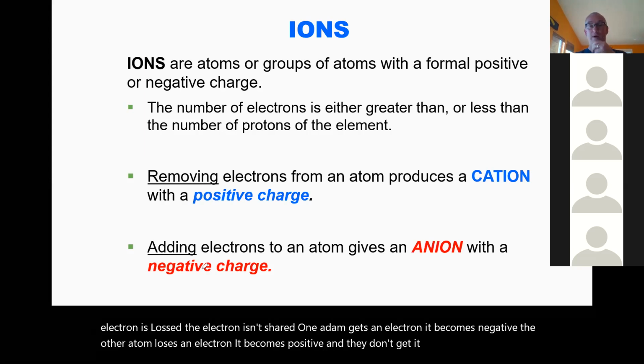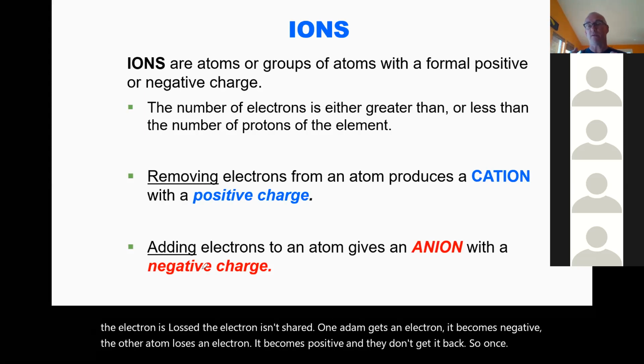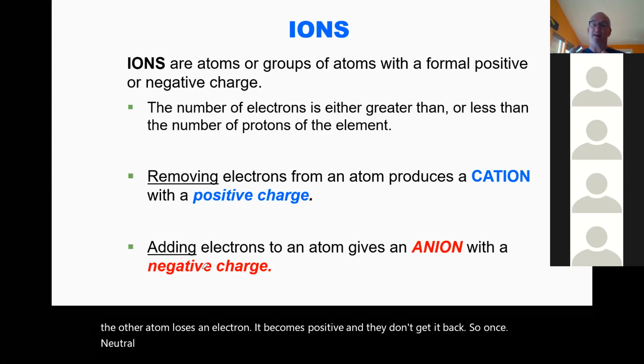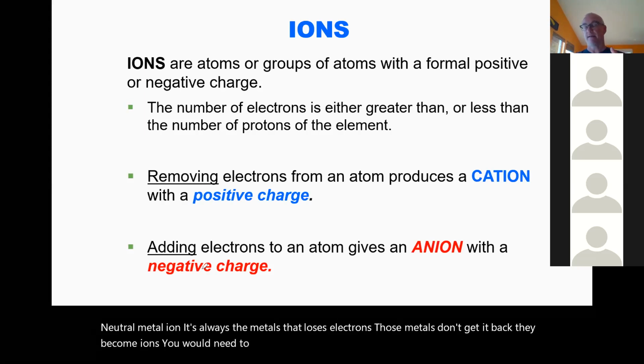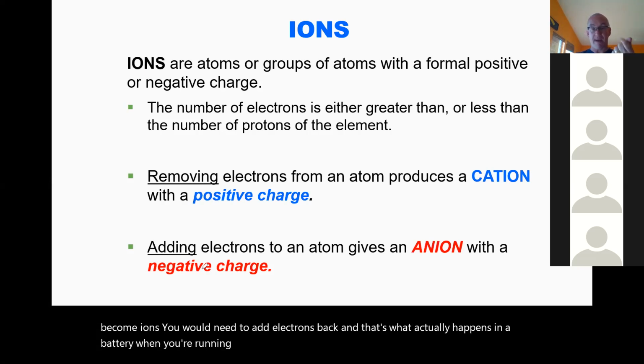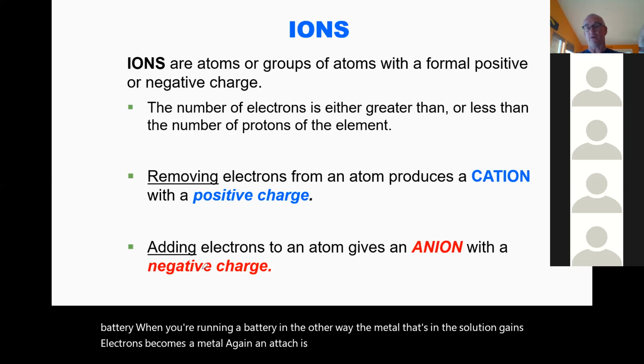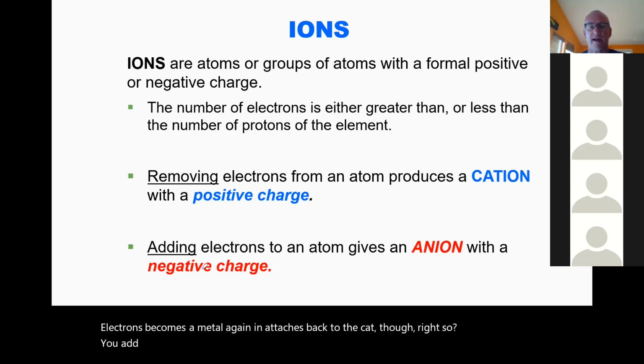So once a neutral metal loses electrons, and it's always the metals that lose electrons, those metals don't get them back. They become ions. You would need to add electrons back, and that's what actually happens in a battery. When you're running a battery the other way, the metal that's in the solution gains electrons, becomes a metal again, and attaches back to the cathode, right? So you remove electrons, you get a cation, add electrons, you get an anion.